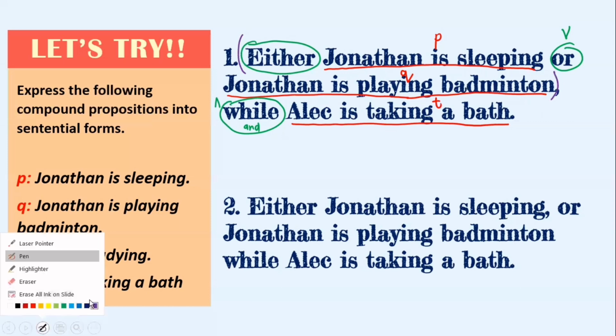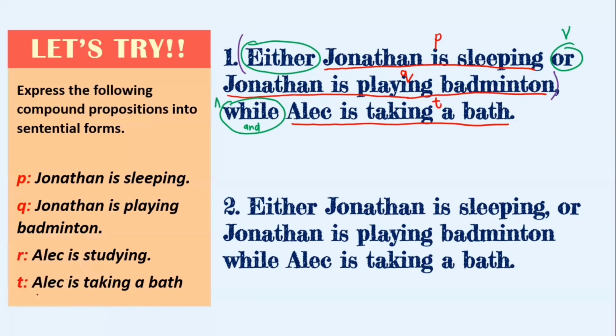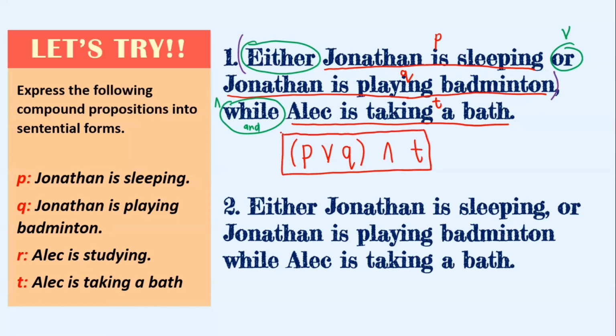So pag samasamahin natin yan, magiging answer natin dito ay naka-parenthesis. You have P, and then or, Q, and then and, Alec is taking a bath is T. So ito yung answer natin for number 1. So kung tatanungin kayo kung ano yung pinaka type of statement nito, yung tawag dito, yung ating logical operator, ito yung conjunction natin. Kumbaga ito kasi ay magkasama, yung naka-parenthesis magkasama yan, and then dun sa T. Ito yung P, ito yung Q, and then ito yung operator.